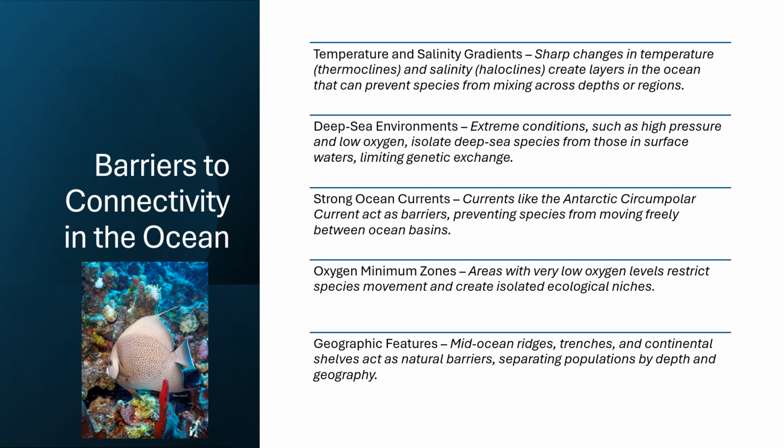and geography. For example, the Antarctic circumpolar current isolates many Antarctic species from warmer waters, while deep-sea hydrothermal vents are home to species that rarely mix with shallower communities. These barriers shape marine biodiversity by influencing where species can spread and evolve.